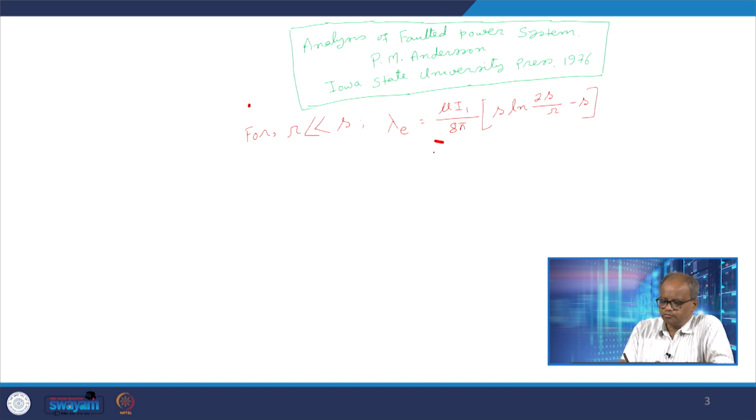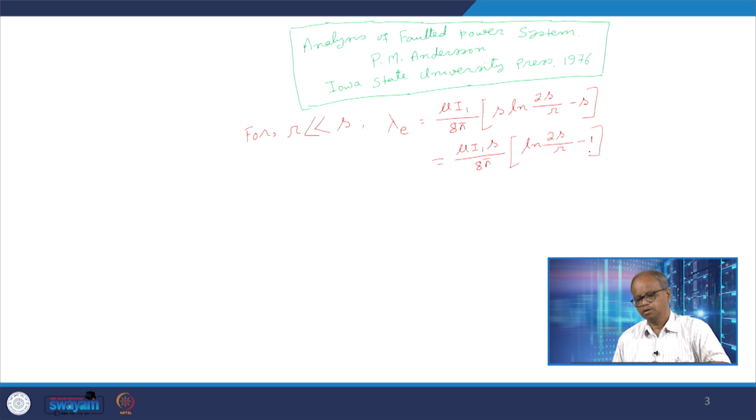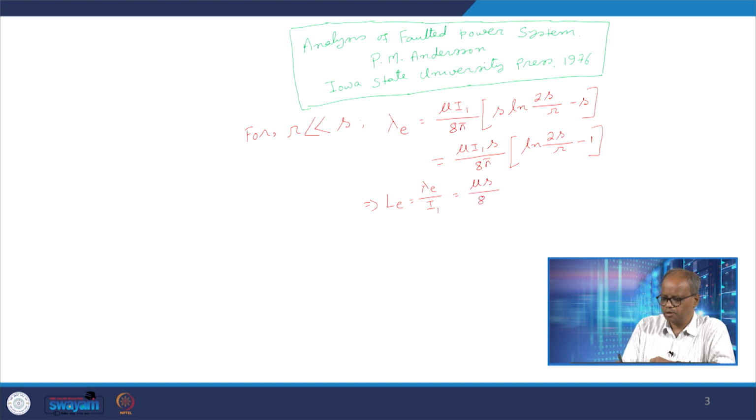right. So, I can write it as, taking S common, mu I1 into S by 8 pi, log twice S by R minus 1. So, LE would be equal to lambda E by I1, which is equal to mu S by 8 pi into log twice S by R minus 1. So, this is the expression of external inductance.